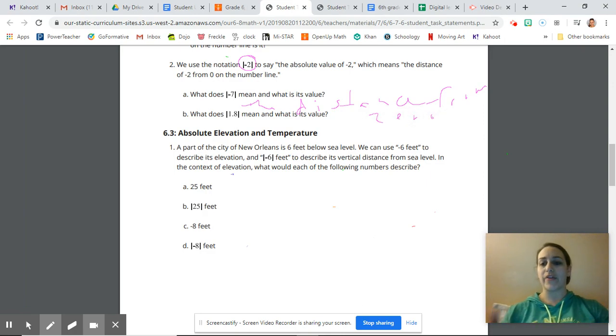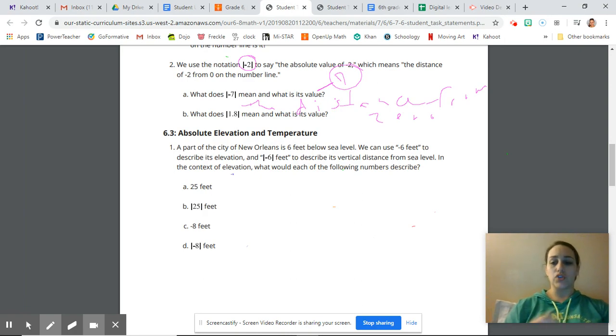So no matter whether the numbers inside of that symbol are positive or negative, since we're just talking about distance, not value, its distance is always going to be positive. So this number would be 7 units from 0. So the answer to this, its value, would just be 7 in the positive direction.